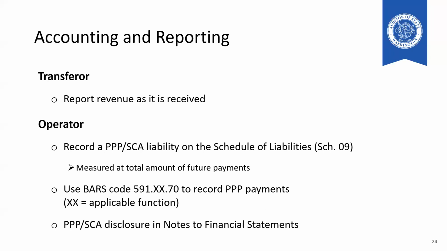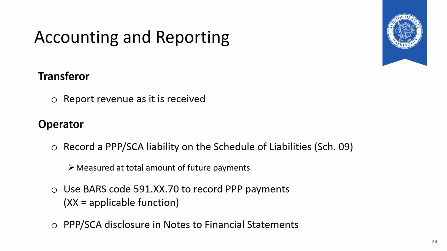So now that you know what PPPs and SCAs are, what do you do with them? Well, if you're the transferor, you just report revenue as it's received. You do not have a liability to report, so nothing goes on the Schedule 09 or the Schedule of Liabilities if you're the transferor. If you're the operator, then you will record a PPP or SCA liability on the Schedule of Liabilities.